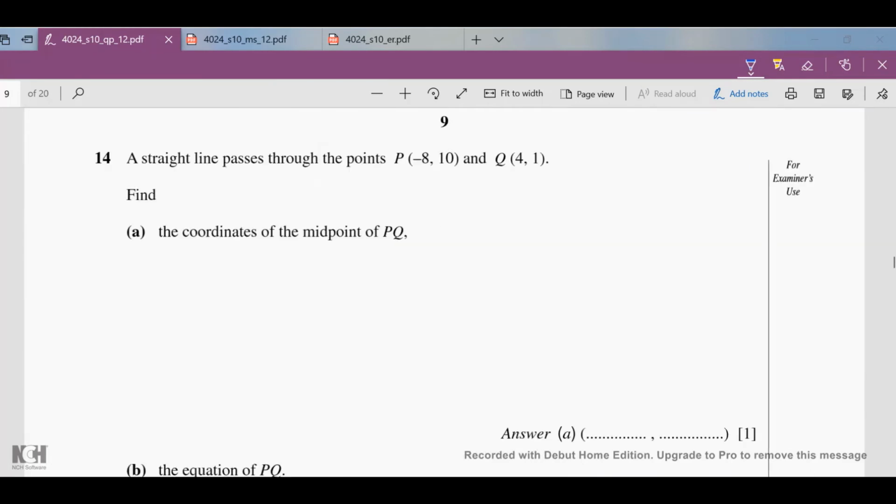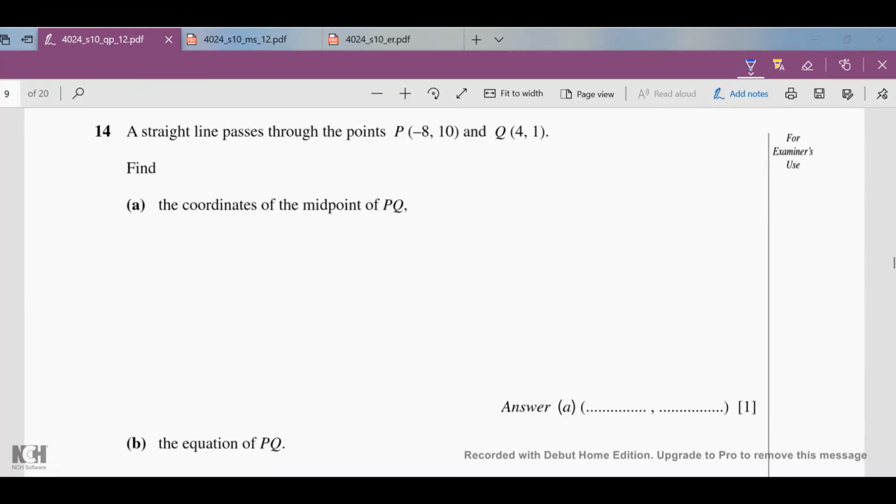Okay, we are moving to coordinate geometry now. A straight line passes through these two points. Find the coordinates of the midpoint. The midpoint formula is x1 plus x2 divided by 2 and y1 plus y2 divided by 2. This is the midpoint formula, where this is x1, y1, x2 and y2.